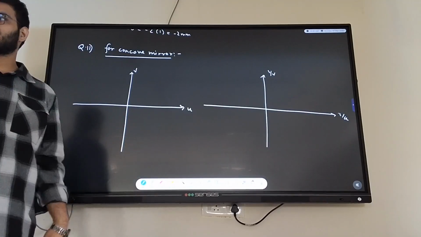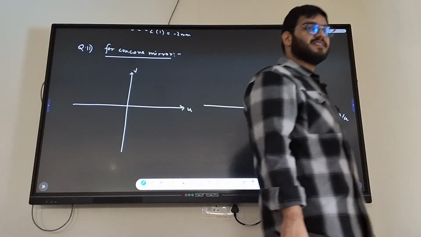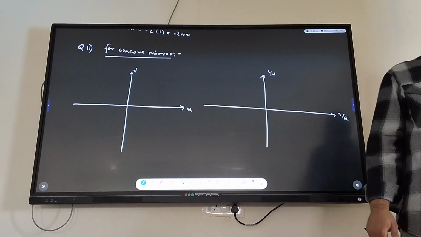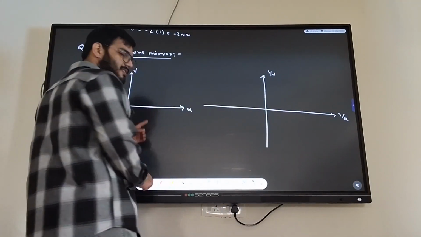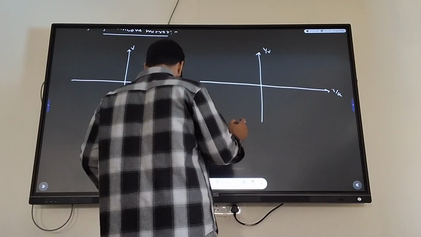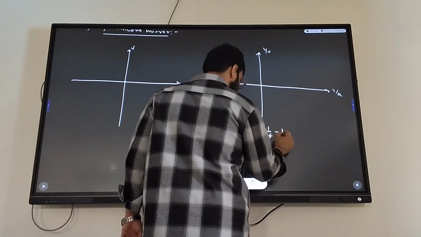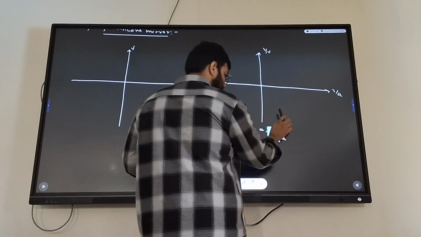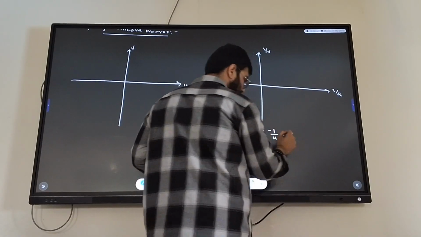Can I start with the question? Yes. 1 by V versus 1 by U. How to plot this? I think you already have one equation. What is that equation? 1 by v plus 1 by u equals 1 by f. That is the equation that a concave mirror follows. So what is the equation like? 1 by v is equal to 1 by f minus 1 by u. Or I can even write it like this: minus 1 by u plus 1 by f.